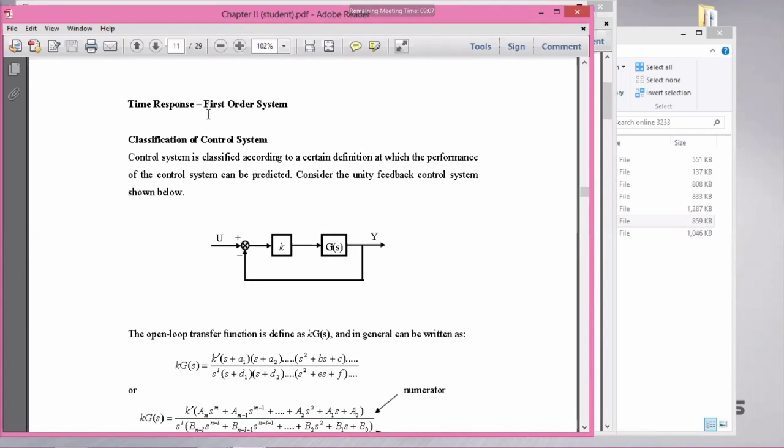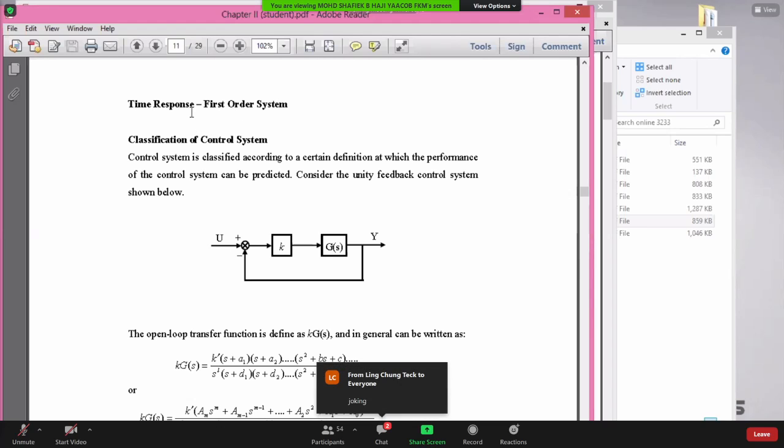What does the word 1st order come to your mind? When you hear the word 1st order? Anybody? I was thinking about Star Wars movie, right? The 1st order. Okay, forget about it. Never mind. I'm just rambling.